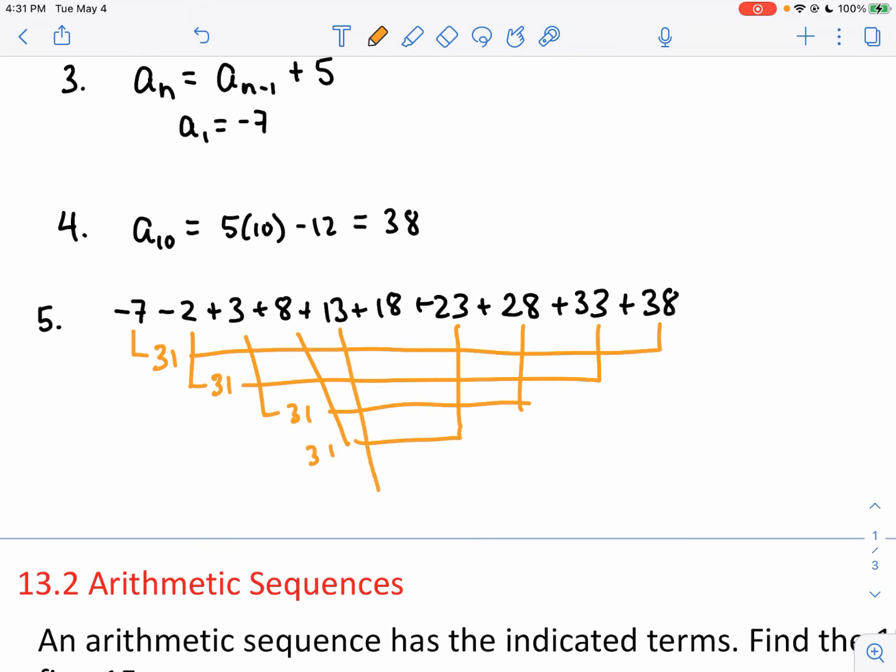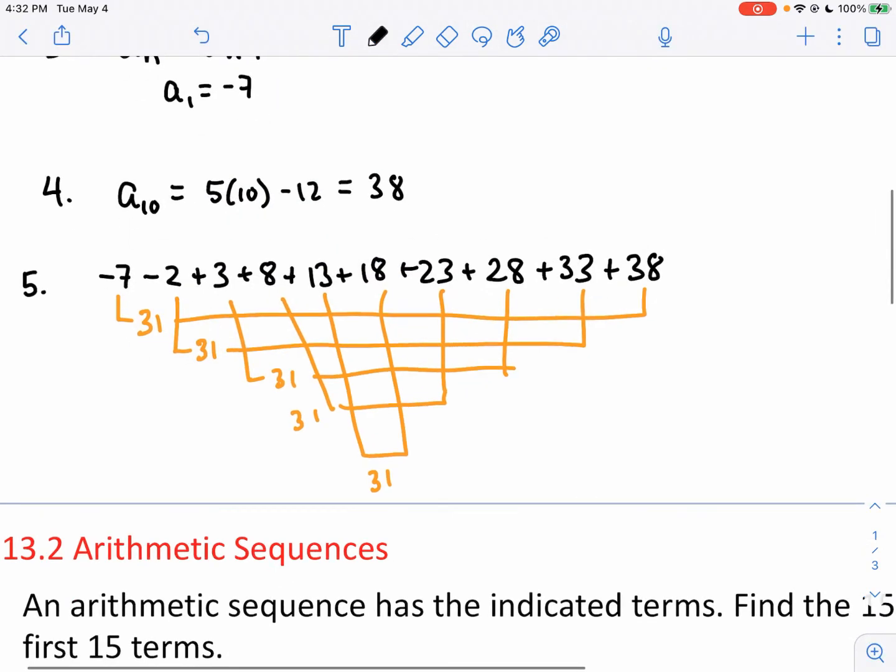31s we get. And then finally that last one there, 31. So pairing them off in this way, we recognize that we always get a consistent sum. And there are 10 numbers in this list. So it stands to reason that we can do a shortcut here. There were 10 numbers in the list. Pair them off, so divide by 2, and then add simply the first and last.